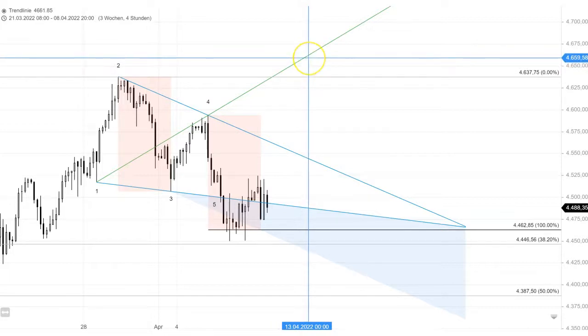So that's my proper outlook for the S&P 500. I hope I helped you out with that a little bit.